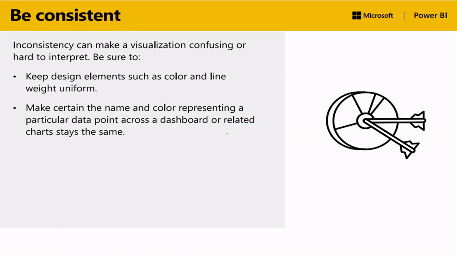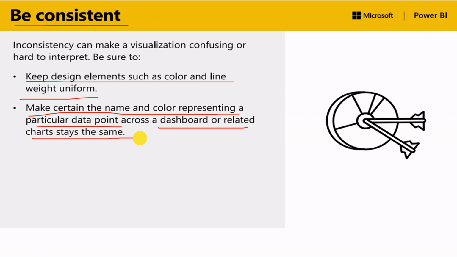All right, so another point says be consistent. So what does it mean, right? Be consistent means whatever you are doing in a particular visual element, make sure you are following that approach in the rest of the report. For example, they have given two scenarios: keep design elements such as color and line weight uniform, and make a certain name and color representing a particular data point across a dashboard or related charts styled the same. Now this is very important, guys.